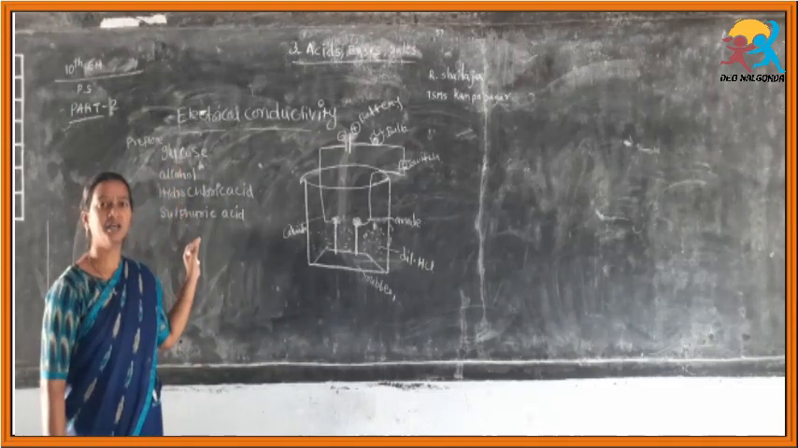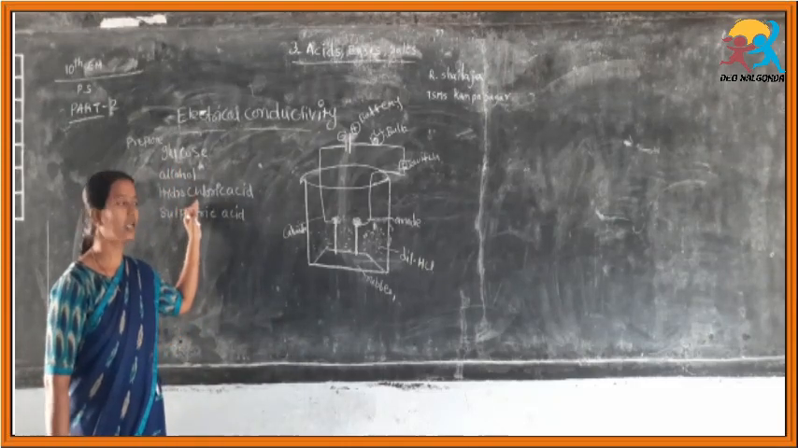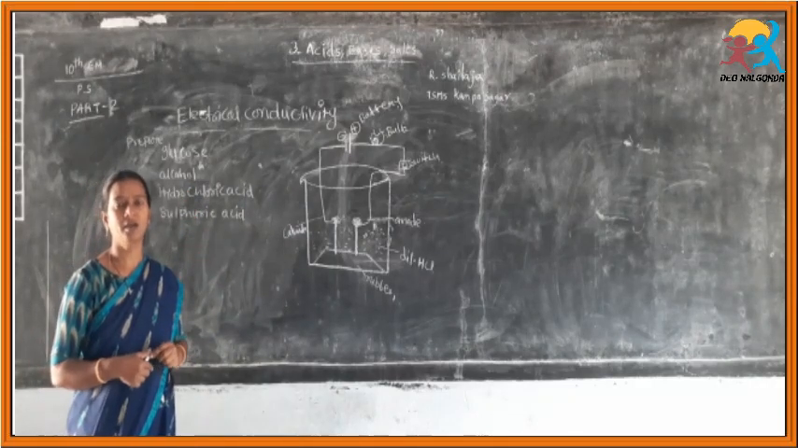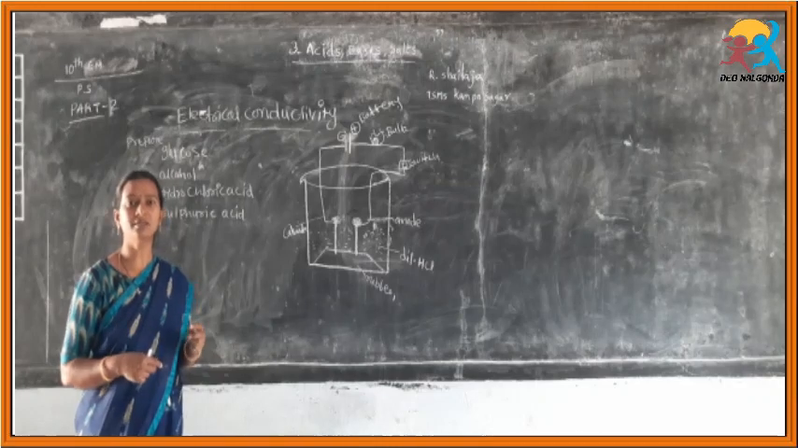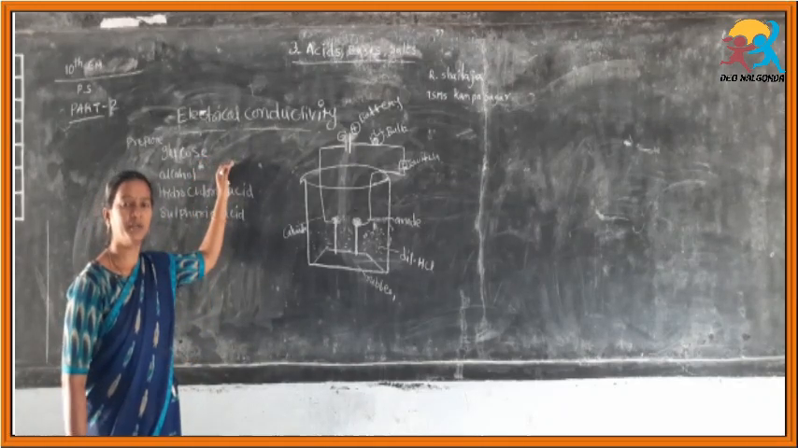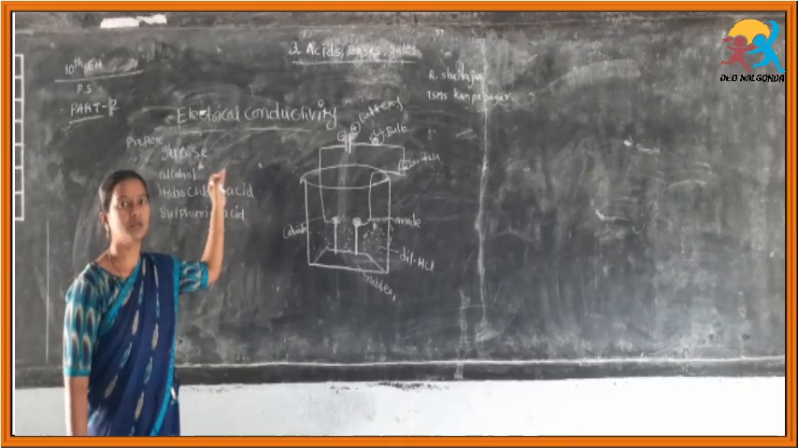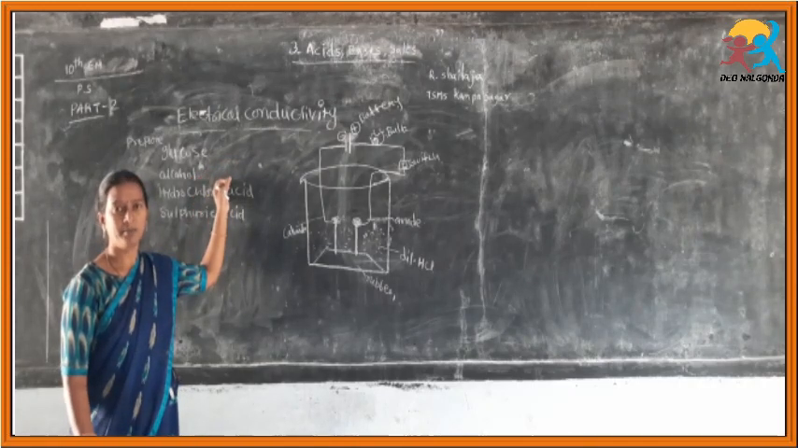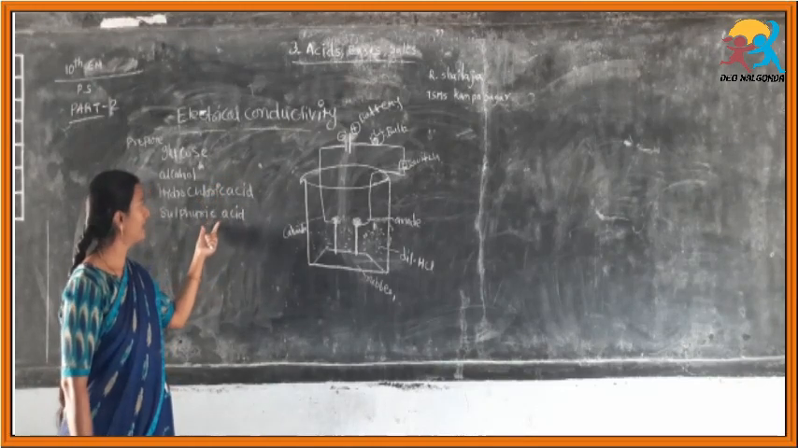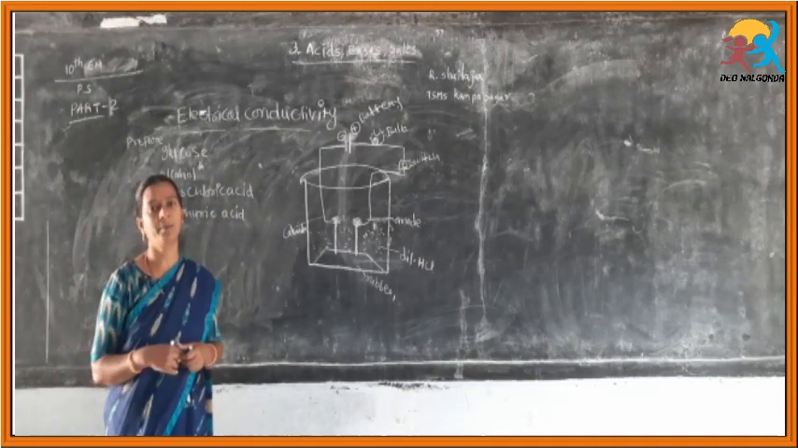First we have to prepare four solutions: glucose, alcohol, hydrochloric acid and sulphuric acid solutions. We prepare the solutions by adding them to water. Glucose mixed with water gives the glucose solution. Alcohol mixed with water gives the alcohol solution. Like that, hydrochloric acid and sulphuric acid solutions we have to prepare.